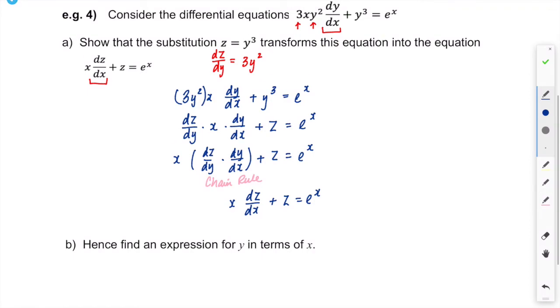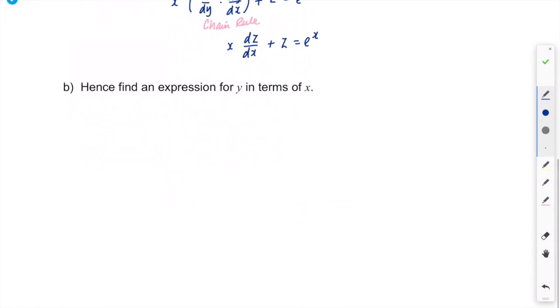Part B. Hence, find an expression for y in terms of x. Now, this new version of the differential equation certainly looks simpler than the original question. And if you look closely, I can actually divide every single term here by x to arrive at a linear differential equation.